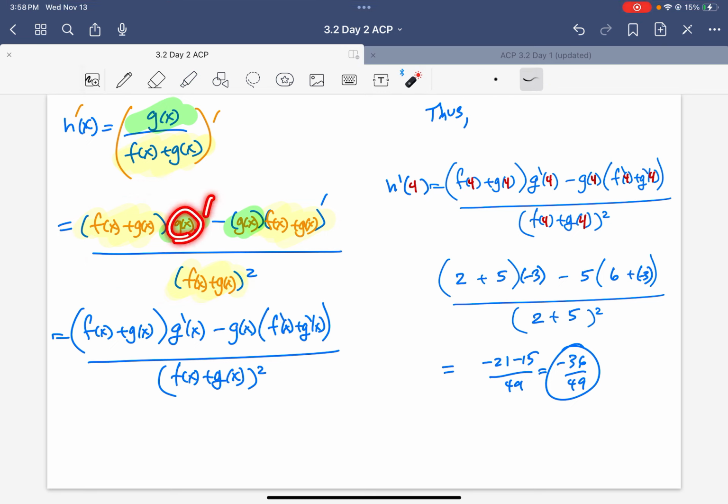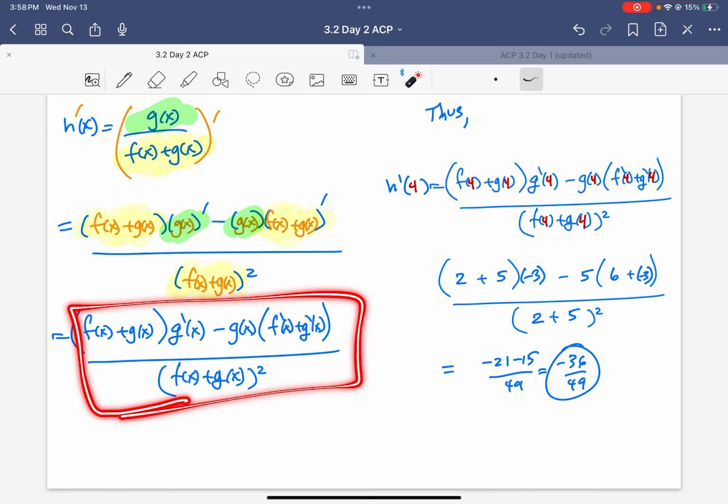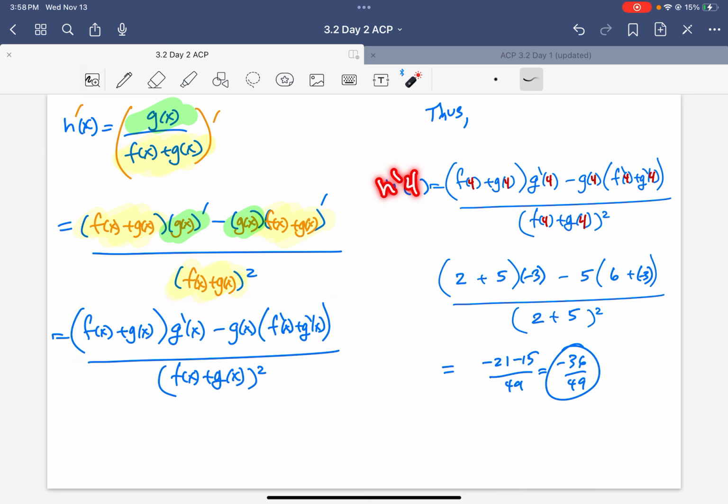The derivative of g is just g prime, and the derivative of a sum is just the sum of these two derivatives. So that is h prime. If they want h prime at 4, it just means you plug in 4 everywhere there's an x. By doing that, I get my derivative in terms of f and g, and the derivative of f and the derivative of g, which they gave me all that information. Plug in and you're done.